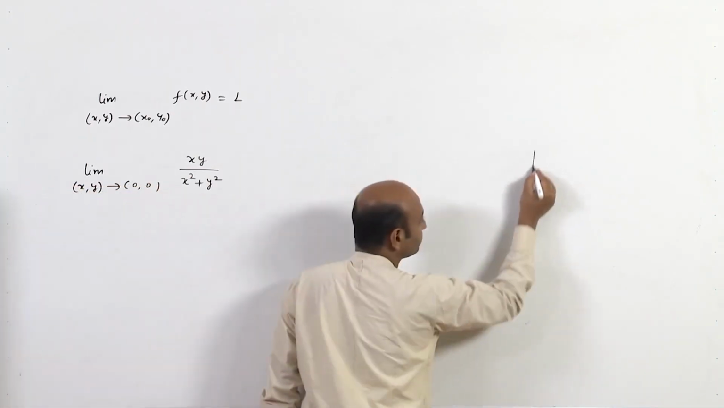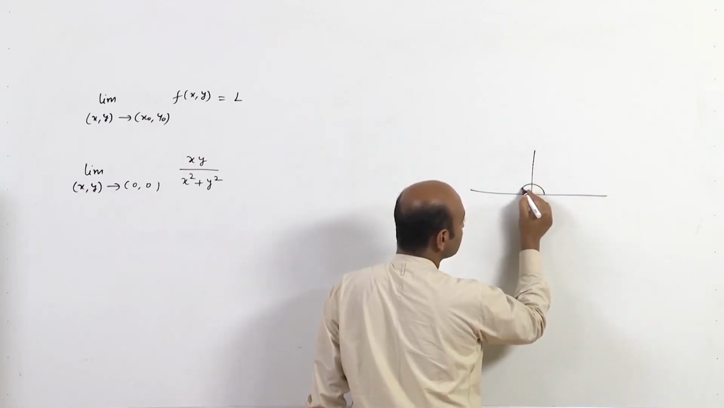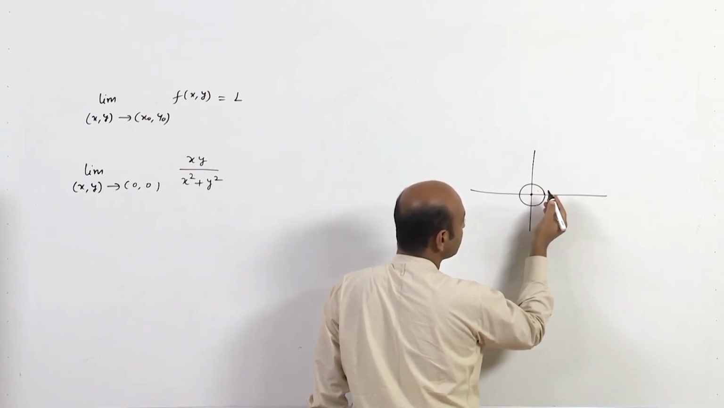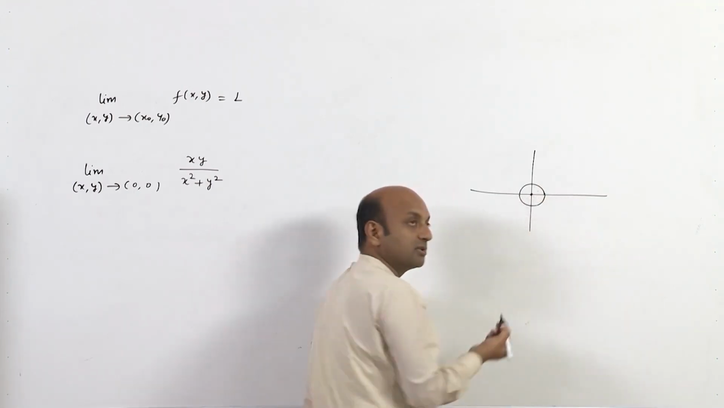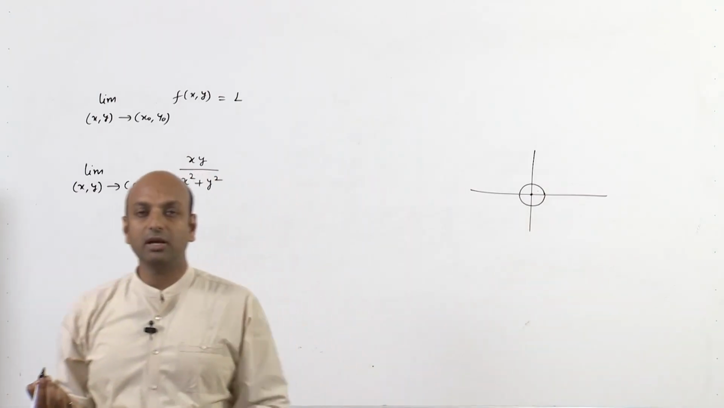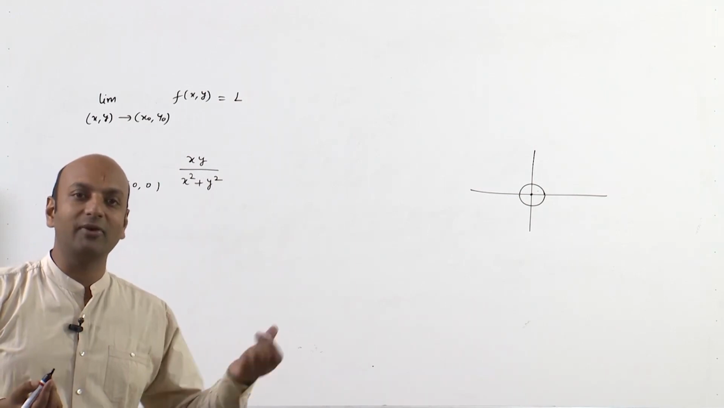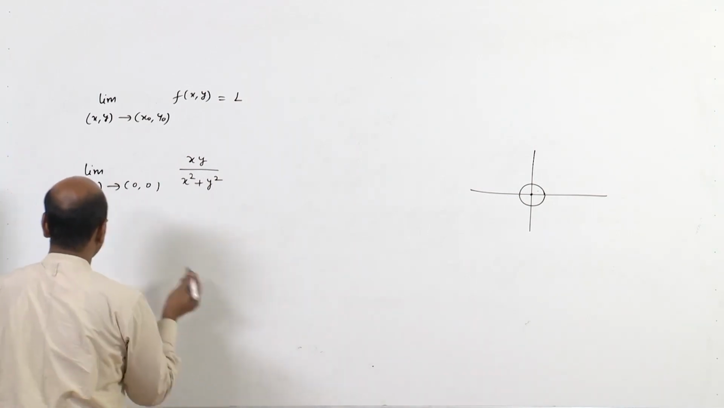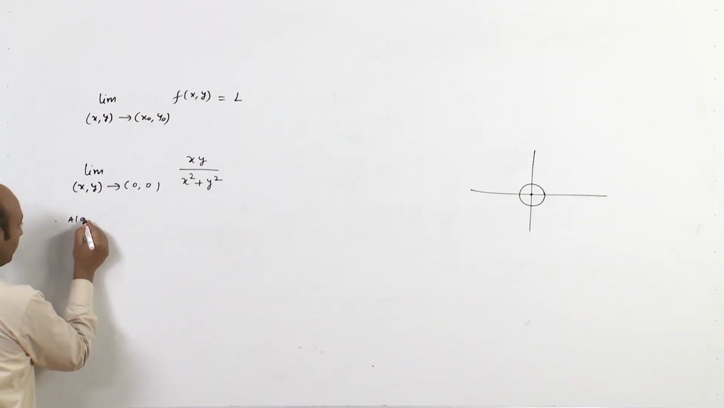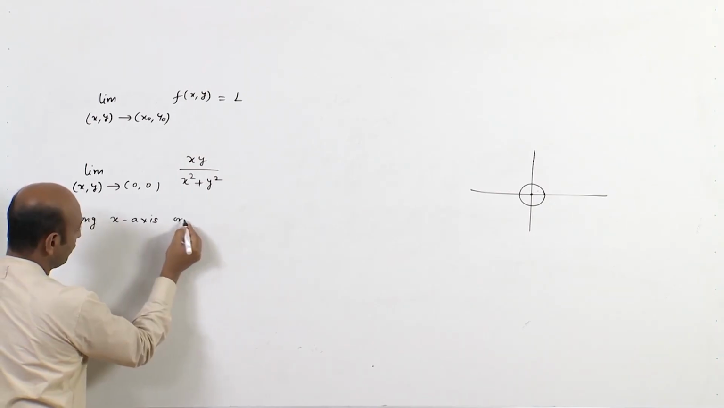Suppose this is the origin, and this is any xy. So we can move along the x axis, we can move along the y axis, we can move along y equal to x, we can move along y equal to 2x, we can move along y equal to x square, there are infinite paths. Okay. So, let us move along the x axis or y equal to 0.